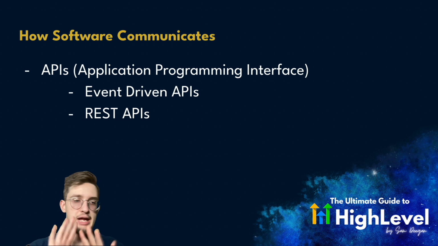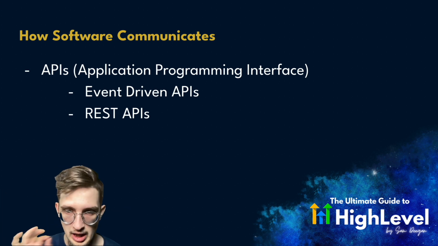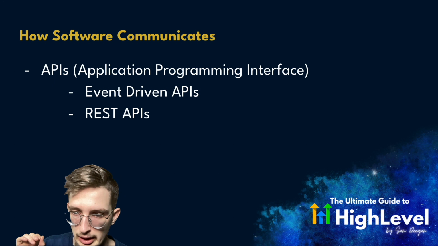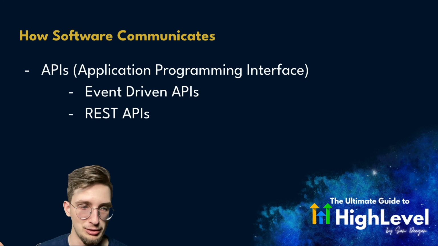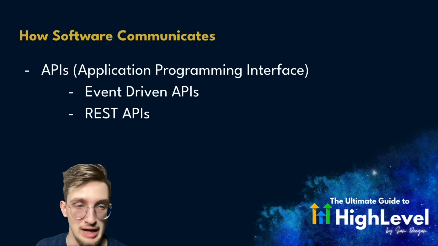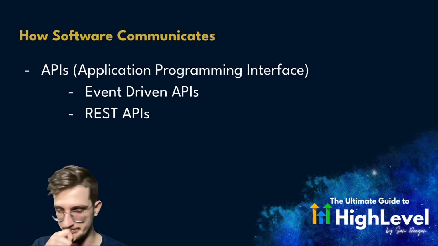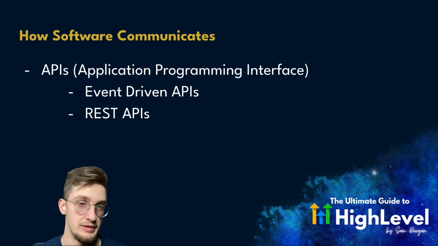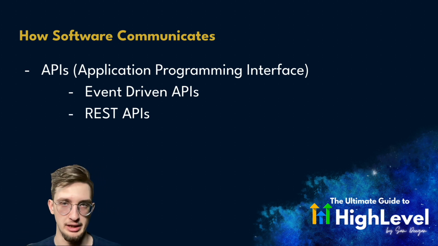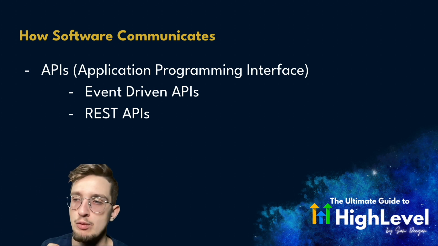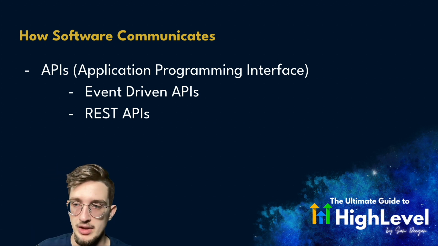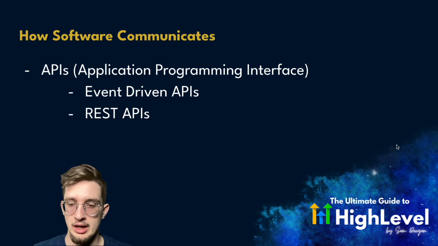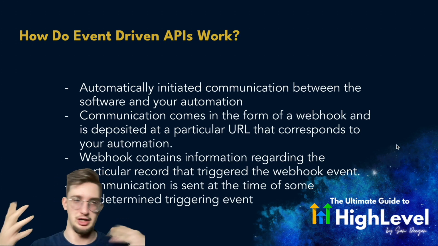Now, when it comes to what you need to know to start building stuff with Zapier, you can just think that there are two major categories of APIs. There are event-driven APIs, and then there are REST APIs. Event-driven APIs are APIs that are triggered by some action happening within a software. We can create effectively event-driven APIs in HighLevel. I'll go to this next slide where I detail it.